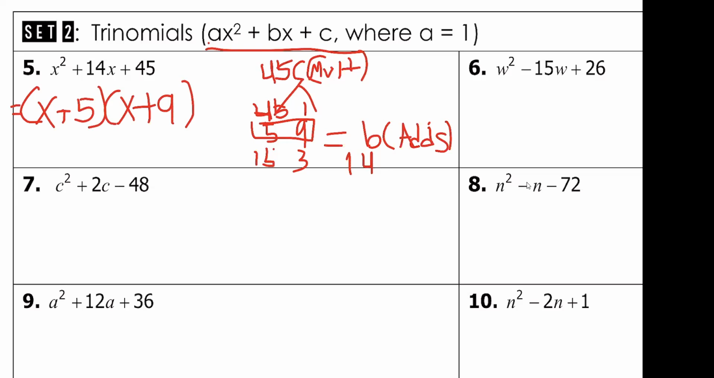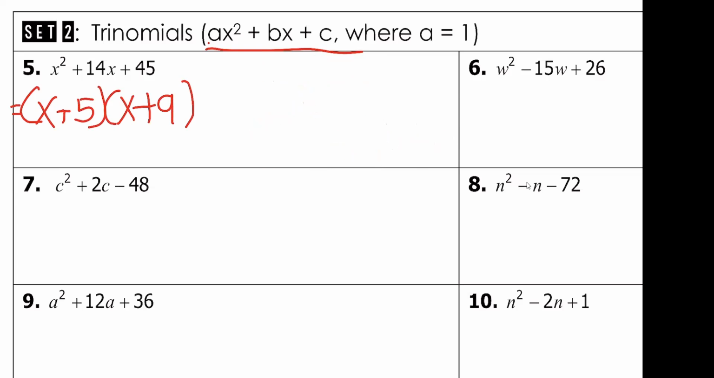I'm going to erase this really quick. Some of your teachers, let me know if this looks more familiar too. When you factored in Algebra 1, some teachers do like this big X. They put their C on the top. They put their B on the bottom. Oops, which was 14.